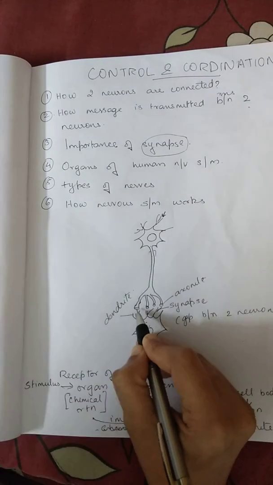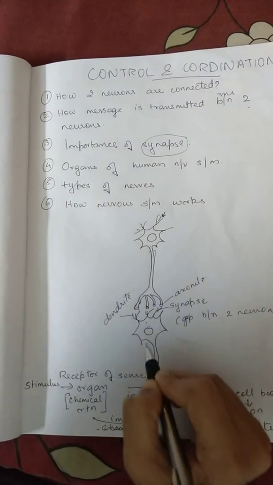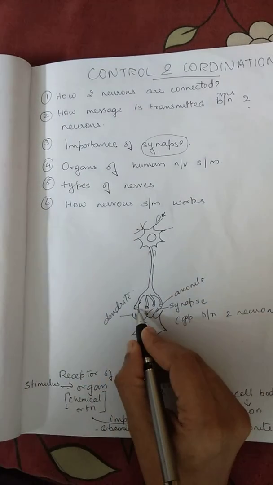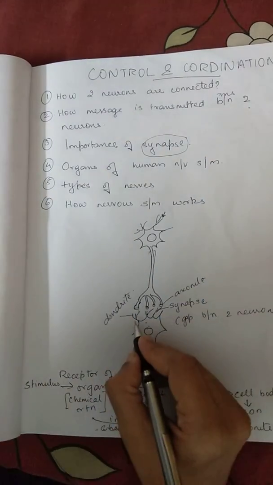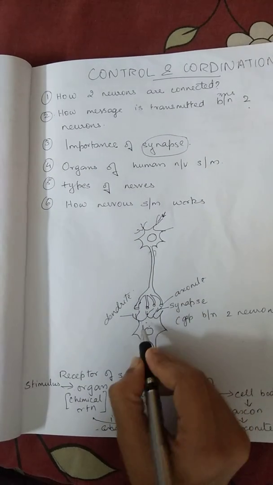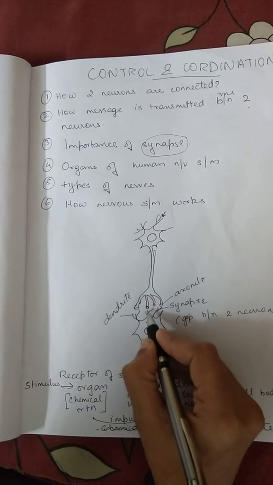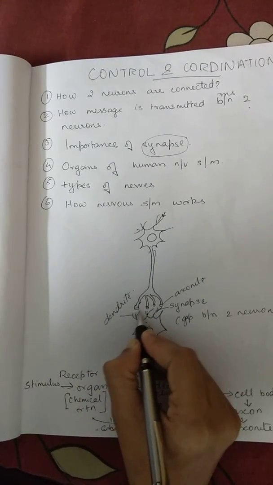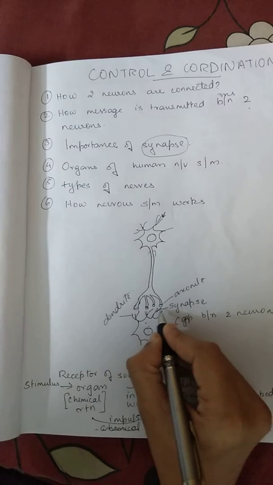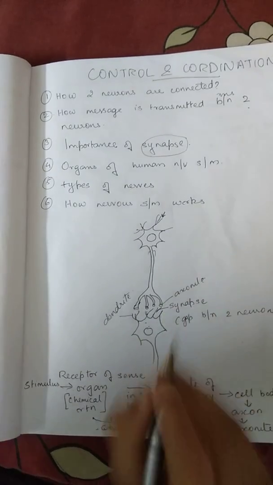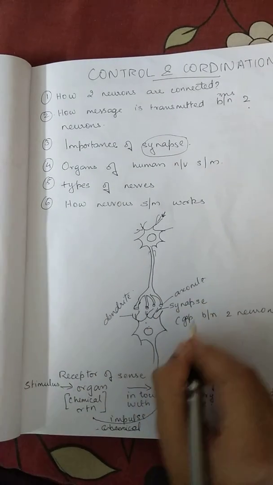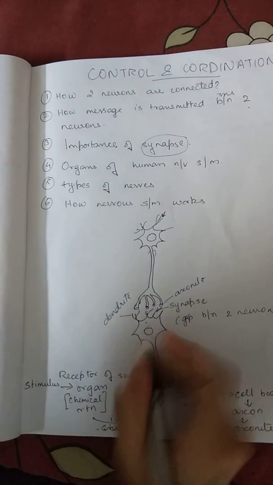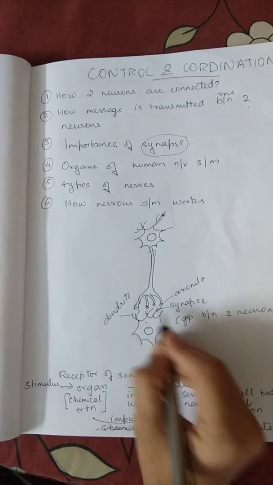One axonite will be in touch with the dendrite of the next neuron. The axonites will be linked to the dendrites of the next neuron by a small microscopic gap. This gap is very important. This junction is actually known as synapse, and the gap exactly is known as a synaptic cleft, which you don't have to study. As of now, you can study that the gap is known as synapse.